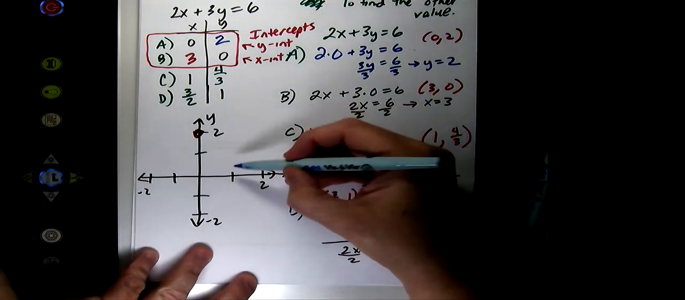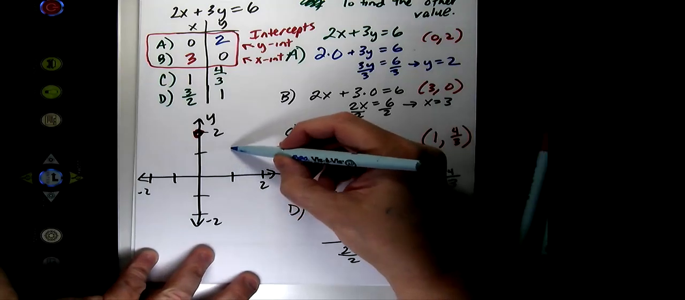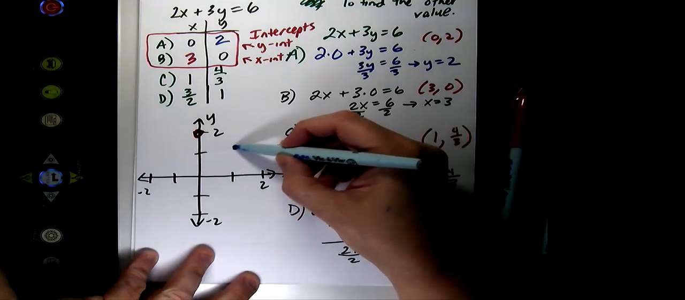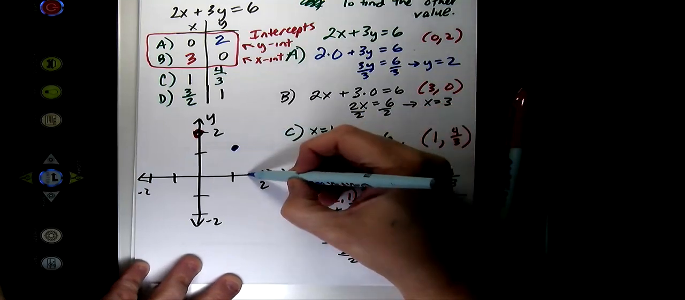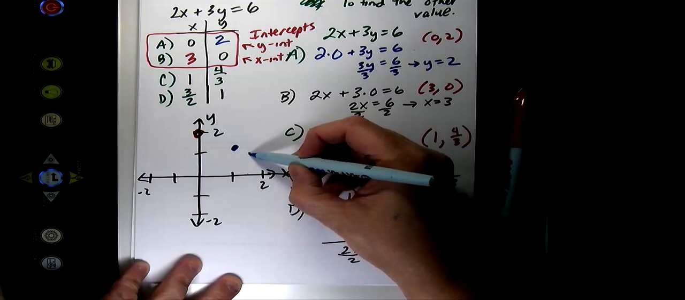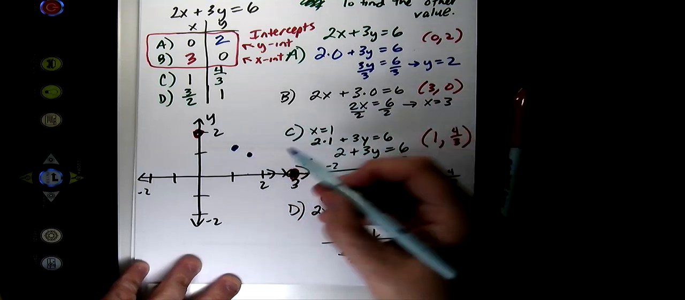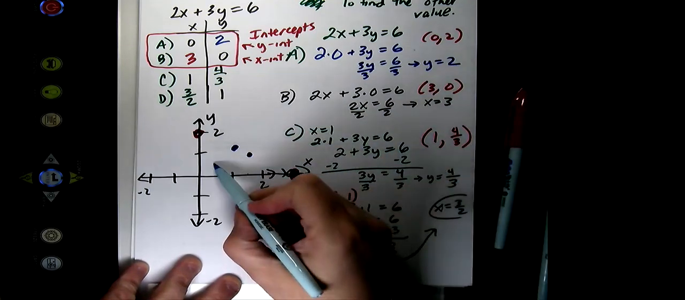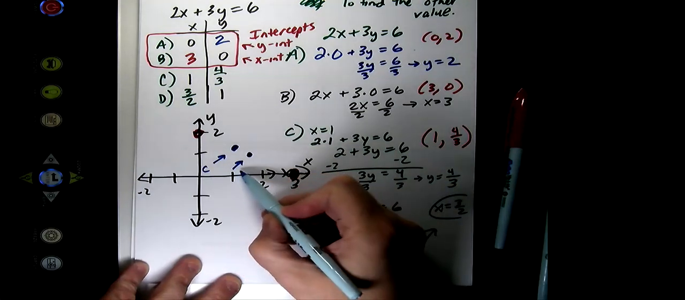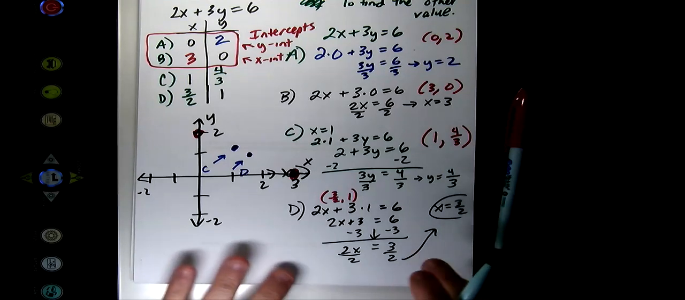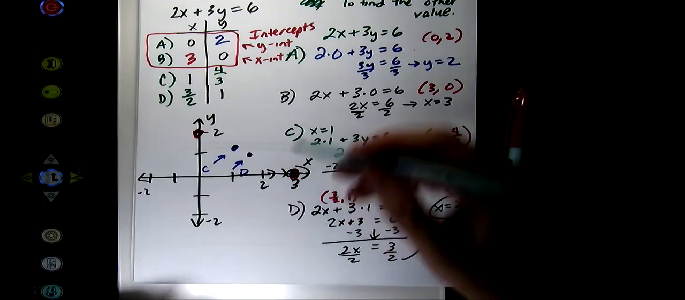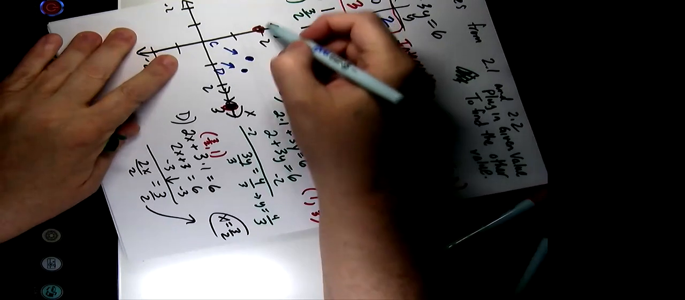Now I got 1 and 4/3. 4/3 is a little bit over 1. And I got 3 halves and 1. 3 halves is 1.5. I got 1 right there. So that is point C and that is point D. Now presumably, I can't see very well because I'm looking at it sideways, but it does look like they're fairly straight. I rotated to connect the dots.